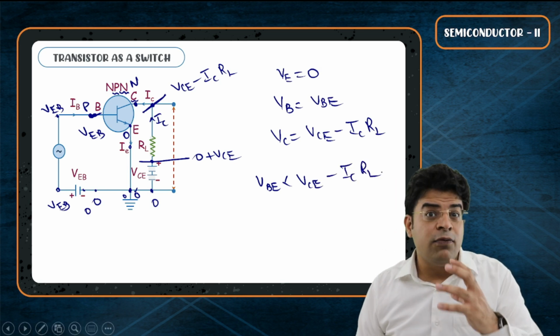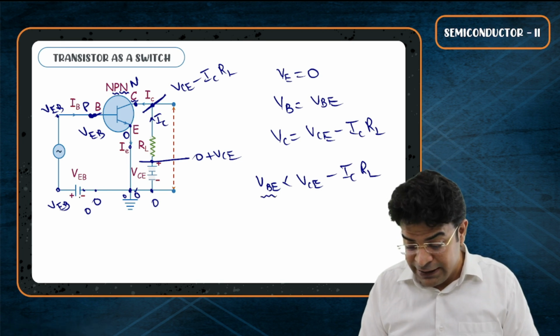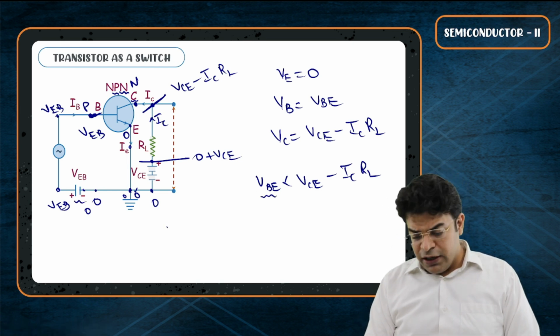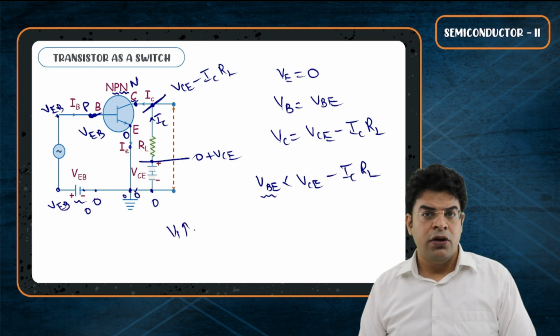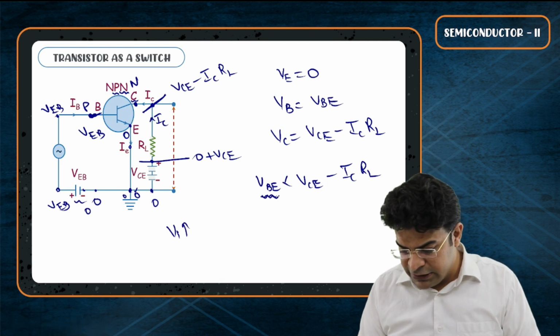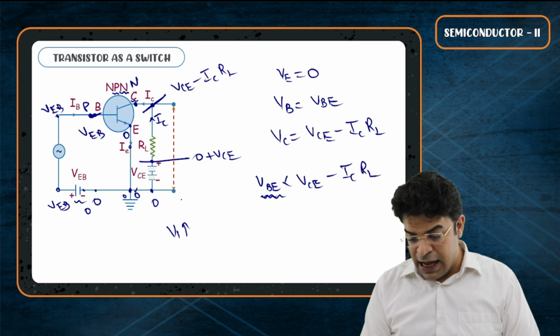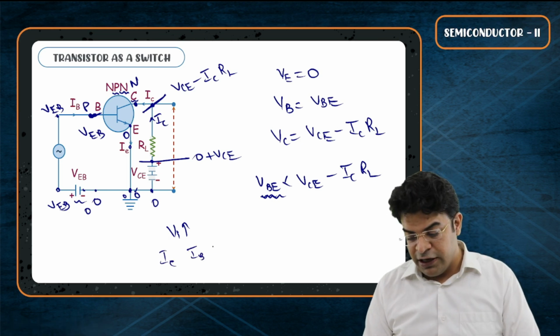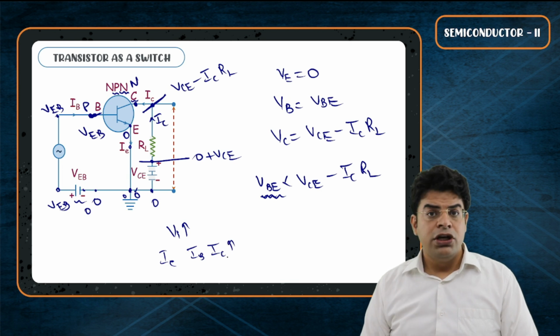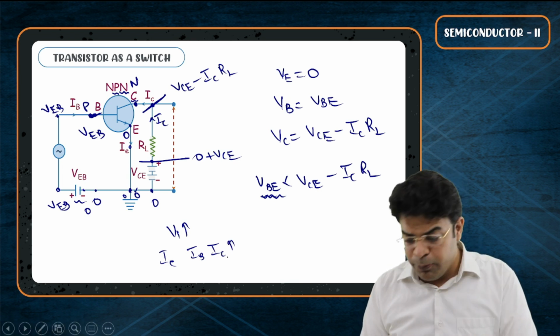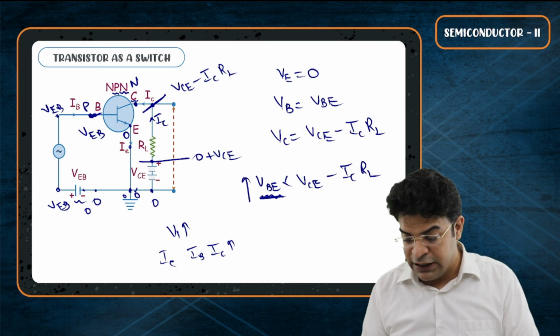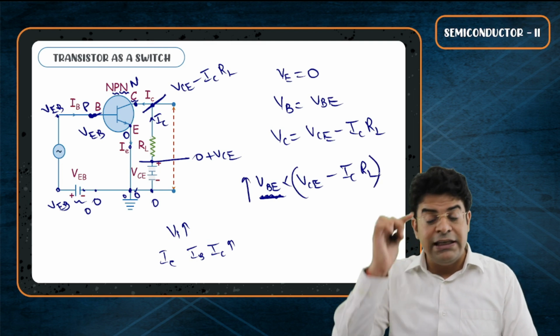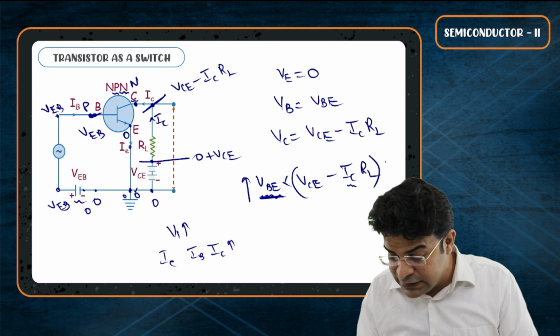Now do understand what happens as VBE is increased. If you increase the input voltage, what happens? Sir, on increasing VBE, it means that IE will increase. As IE will increase, IB will increase, IC will increase. So as you increase the input voltage, as VBE increases, you can see that VC starts to decrease as IC starts to increase.